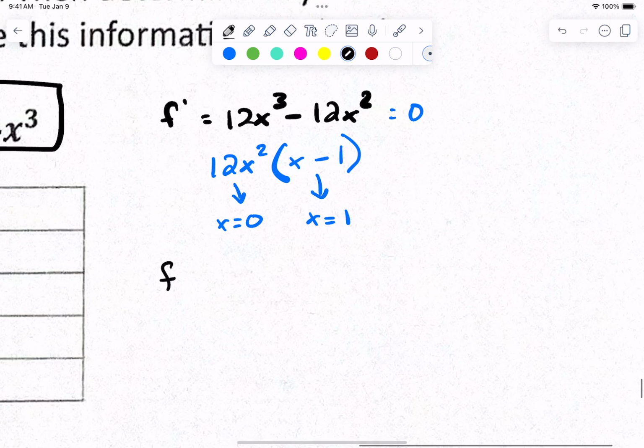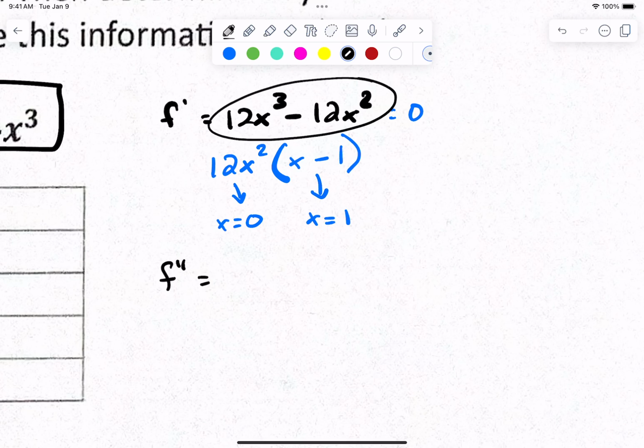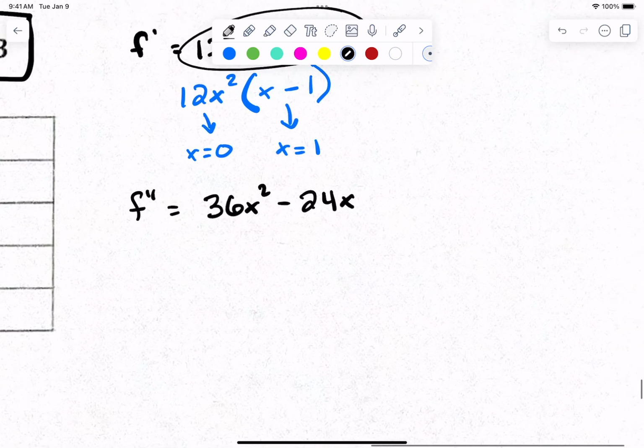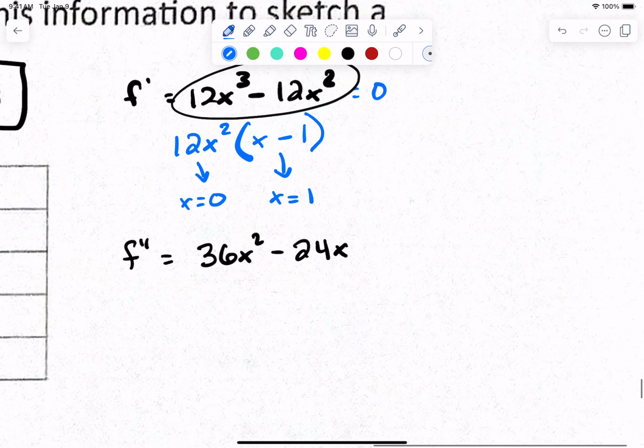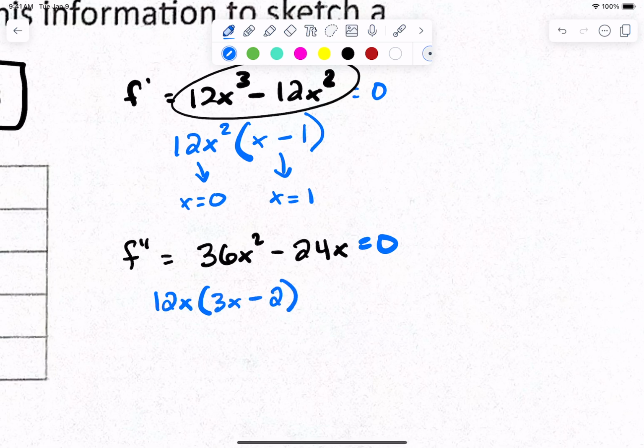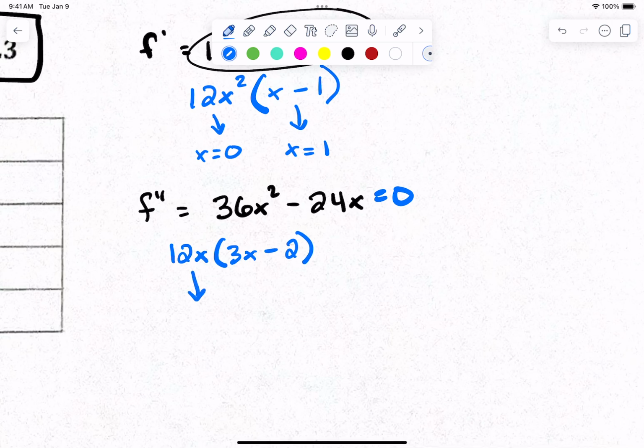All right, let's go down to our second derivative. Take this guy and take the derivative of him. What is he? 36x squared minus 24x. Cool. Take out 12x, left is 3x minus 2. If I set this guy equal to 0, he is 0. If I set this guy equal to 0, he is 2/3.